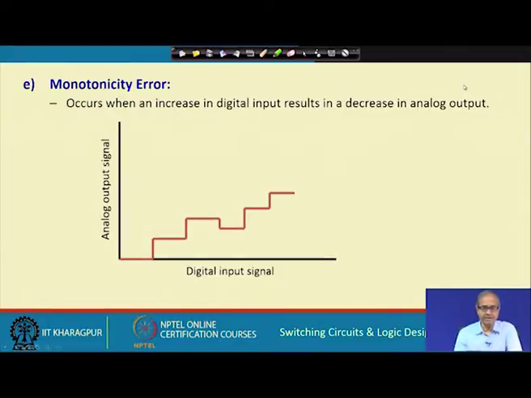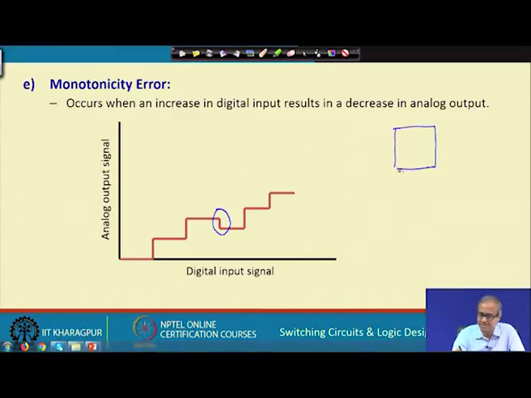Then you can have another kind of error which is called monotonicity error. Normally, as the digital input increases, the output should be increasing in steps, but sometimes the output may decrease instead of increasing. You may ask why it should happen, the input is increasing, so the output should always increase. It may happen due to some other problem.